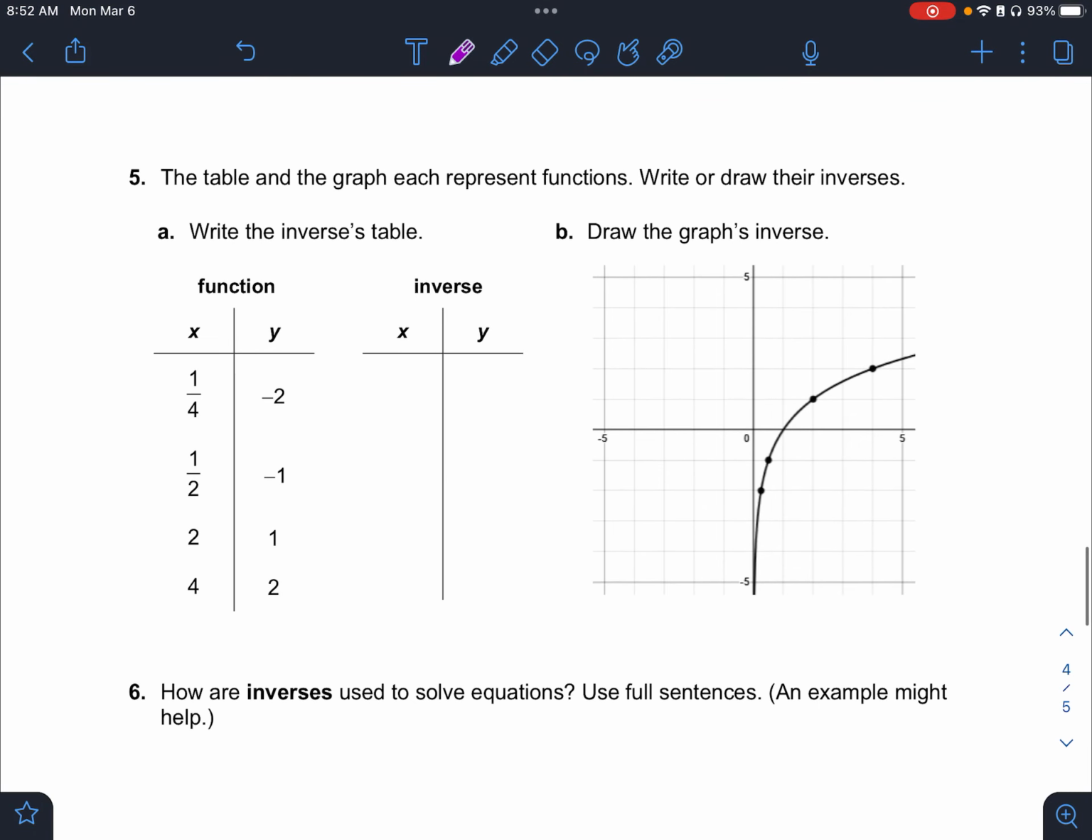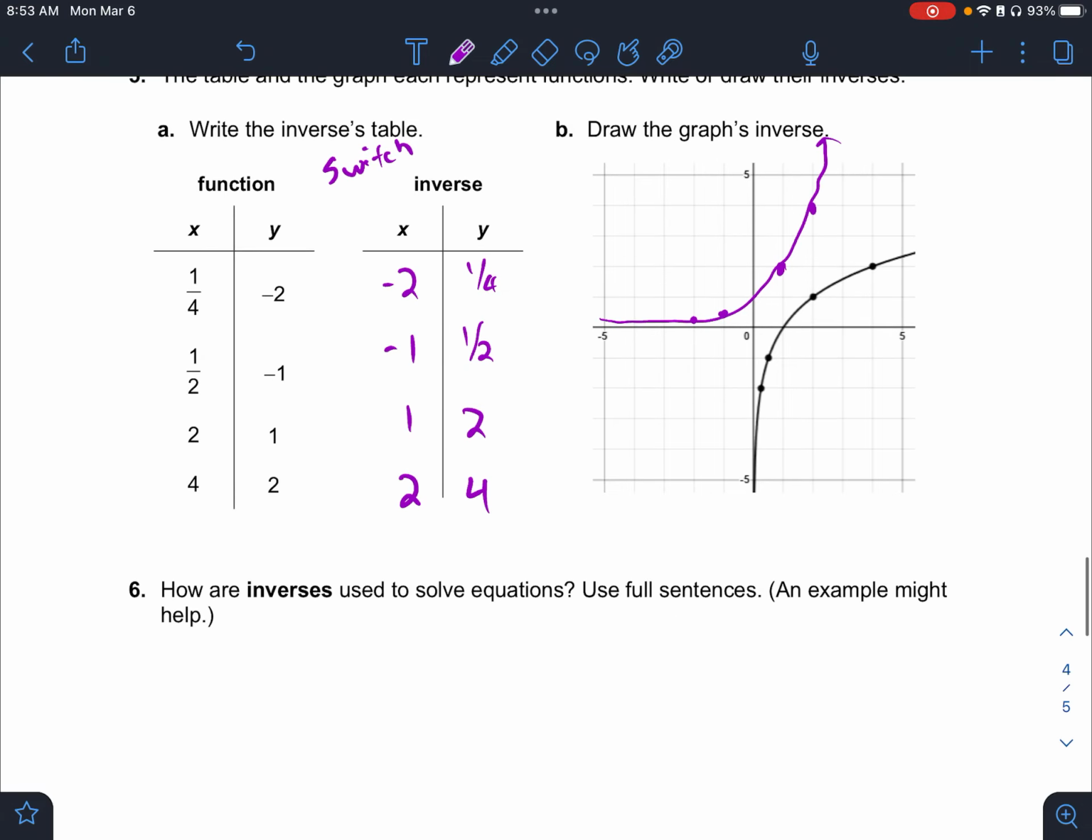Inverses, logarithms. So with our inverses, tables are easy. Just switch. So now this is negative 2, negative 1, 1, 2. This is 1 fourth, 1 half, 2, 4. Graph these points. Negative 2, 1 fourth, negative 1, 1 half, 1, 2, 2, 4. And I am going to have a graph that looks like this. Should be pretty easy. Just graph the points after you do your number line.